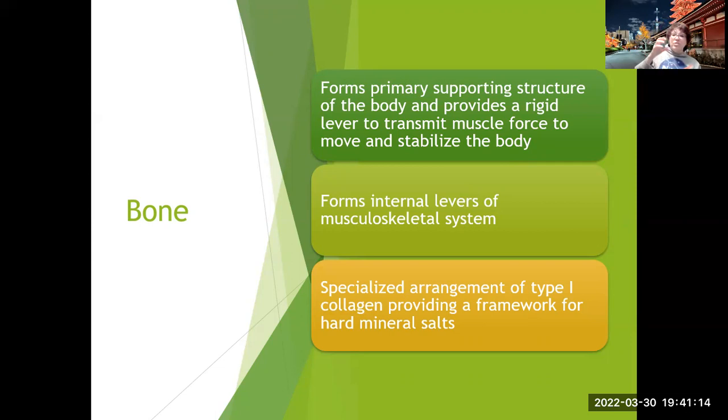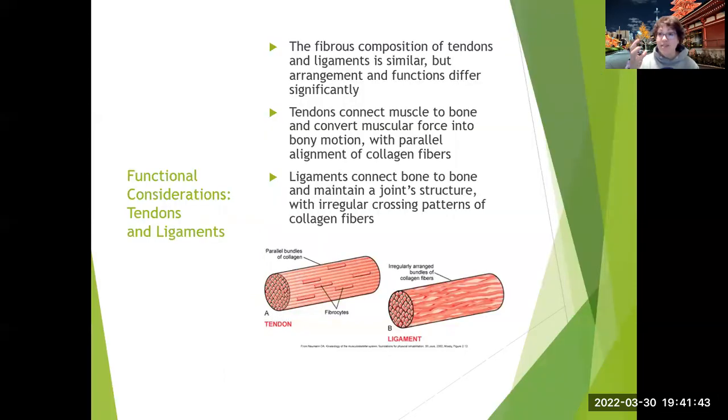Bone is a specialized arrangement of type 1 collagen, providing a framework for the hard mineral salts that make up the hardness of the bone. We have a lot of calcium and phosphorus in our bones, but we need that collagen framework in order to make the bones a little less brittle, a little more reactive. So the collagen framework is really important in bone. It provides a matrix in which those minerals can be formed.